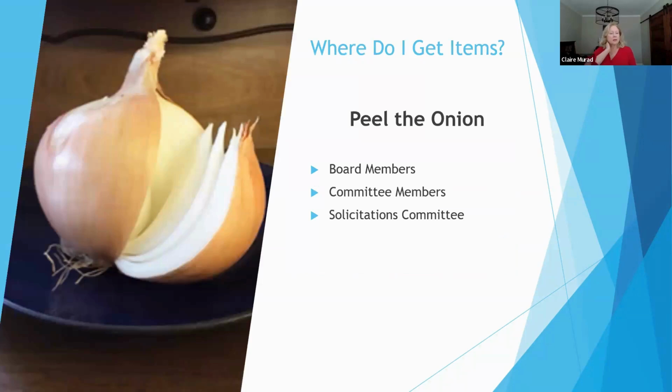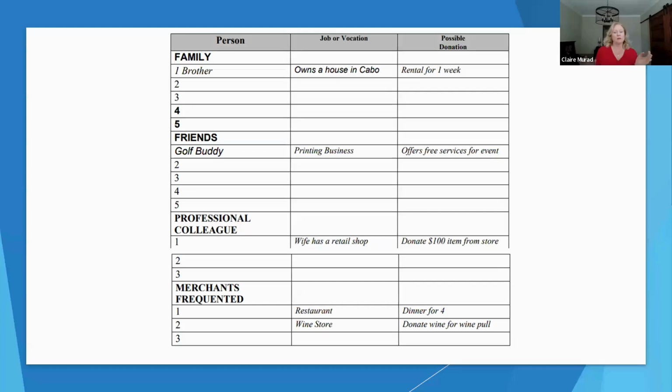And then people ask this all the time, where do I get my items? So I like to use this process called peel the onion, okay? This is where you would gather together your board members, your committee members, your solicitations team, and you would give them each this list to work through their personal contacts.